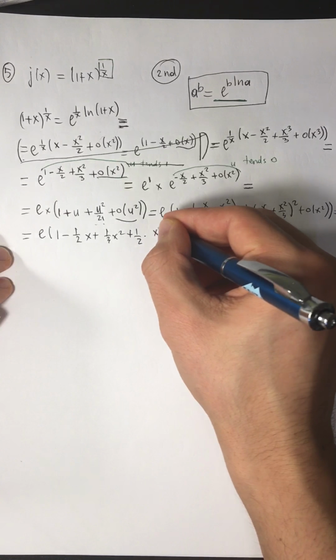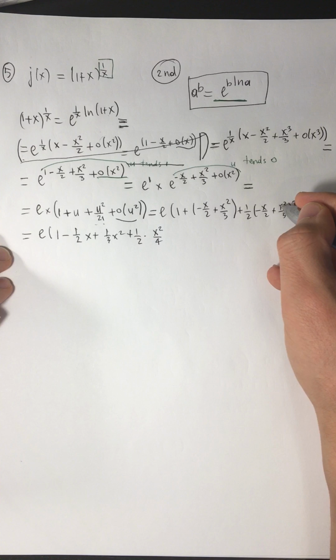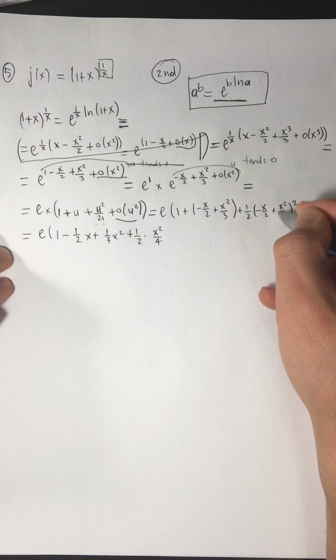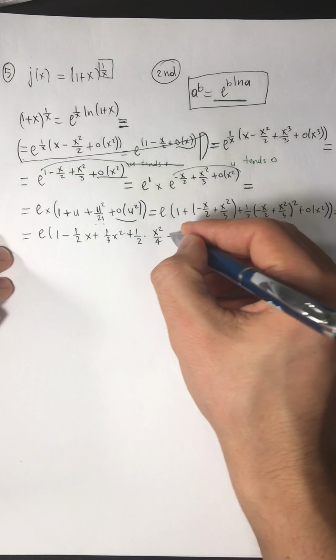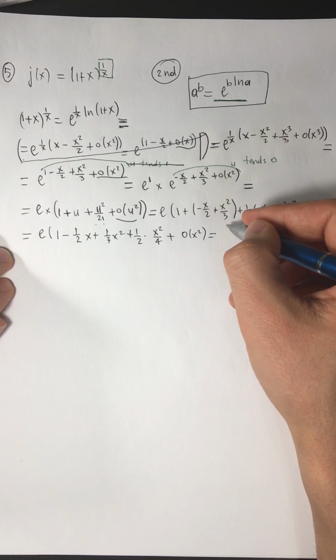Its square is x squared divided by 4. You can write it, but if you multiply this, it's x cubed. You don't have to write it. And then 2 times, and this square is x to the 4. You don't have to write it. So o(x squared). And now what's the final answer?